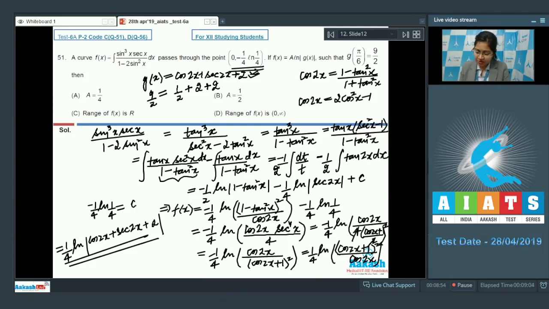Hence we can say that the value of a is 1 by 4. So option number A is correct. Also the range of f(x) is as given. So option number C is also correct.